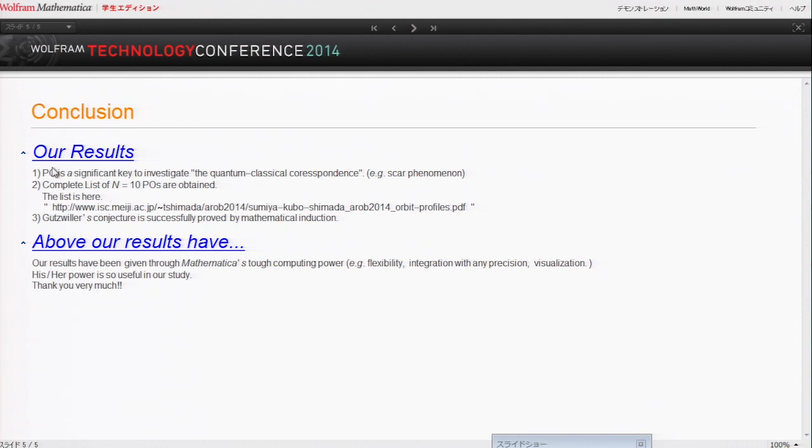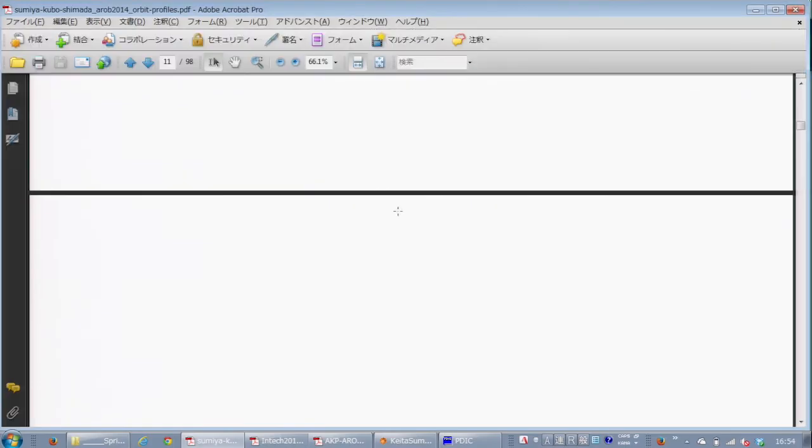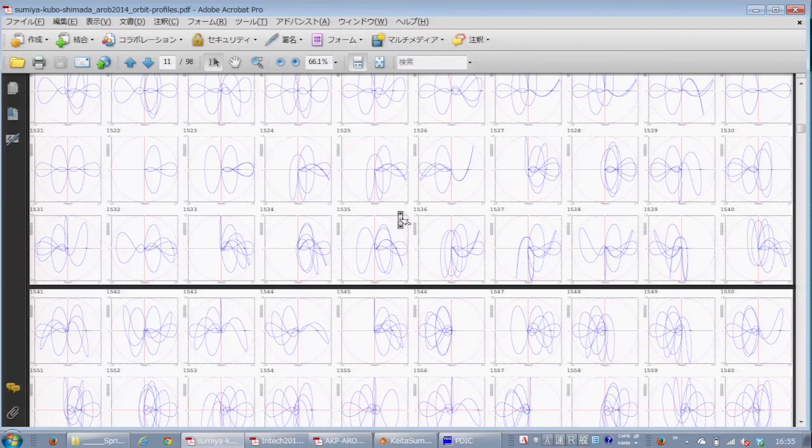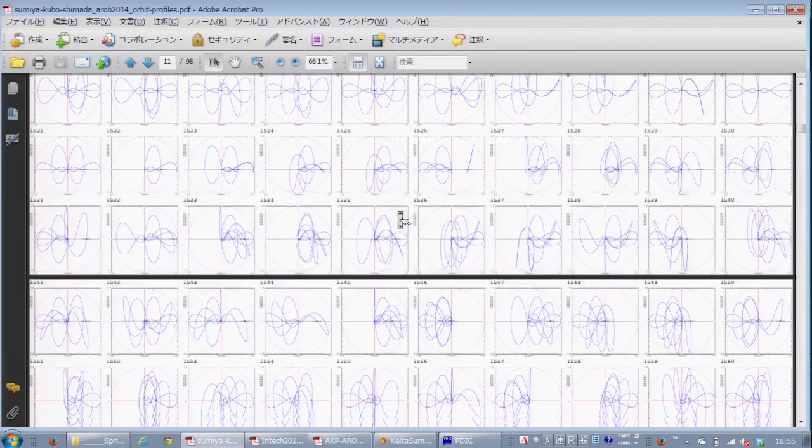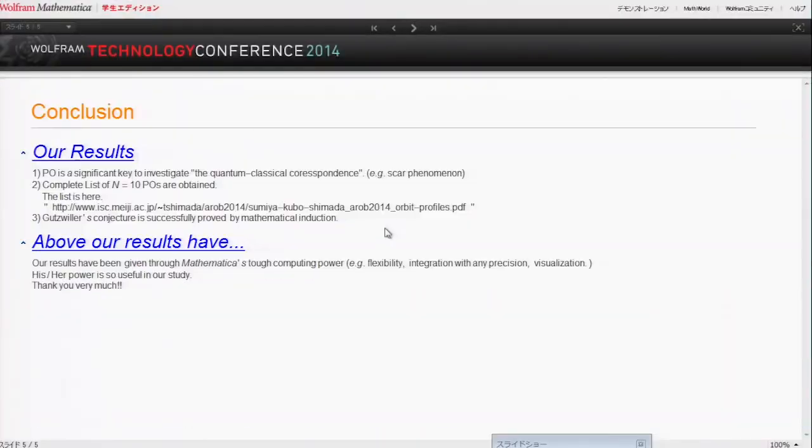Lastly, conclusion. Firstly, periodic orbit is a significant key to investigate the quantum-classical correspondence, for example, scar phenomenon. And next, the complete list of the large N rank 10 periodic orbits is obtained. If you want all the periodic orbits, please access this account. And thirdly, we can successfully prove the Gutzwiller conjecture by mathematical induction.